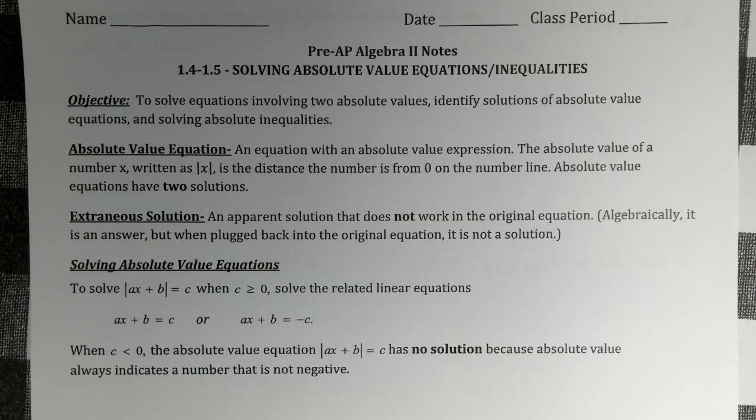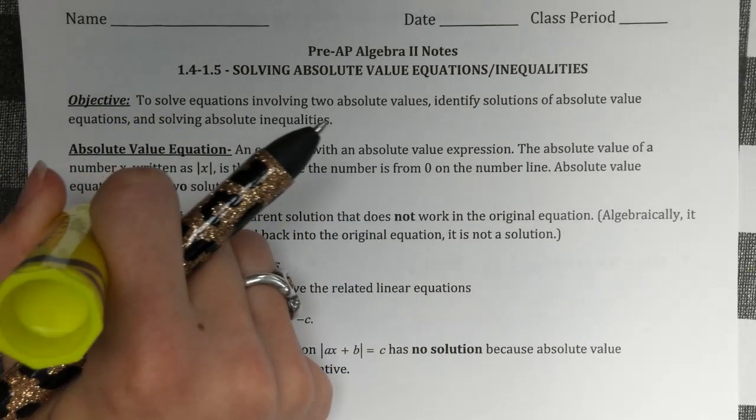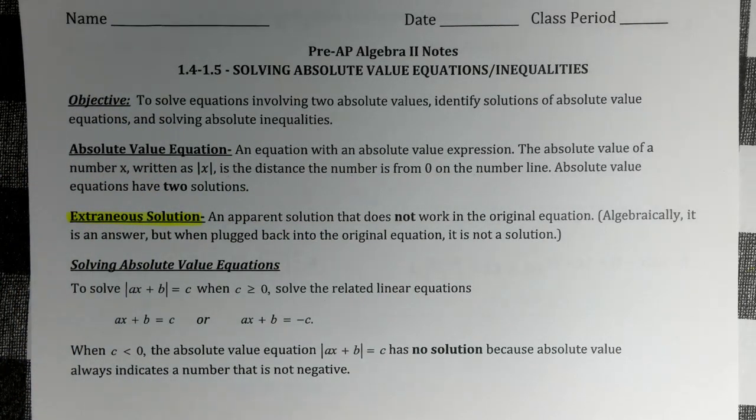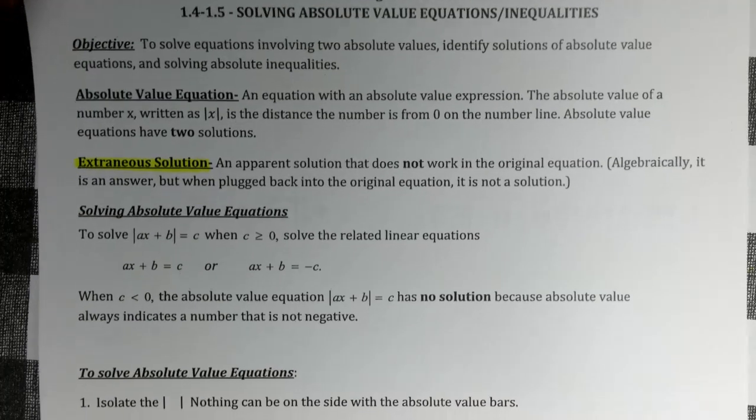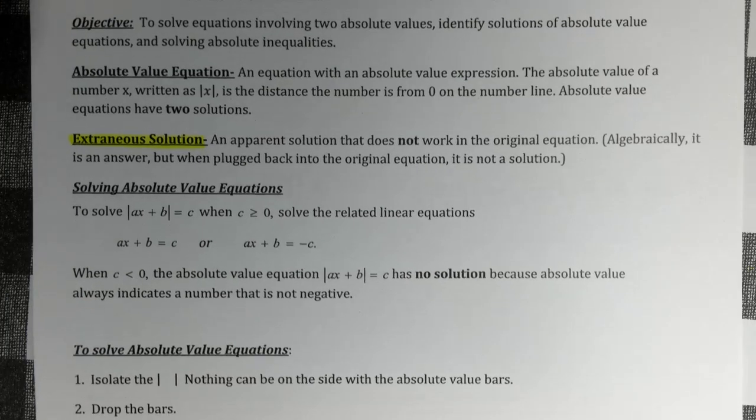When you have absolute value equations, you have possibly what could be extraneous solutions. An extraneous solution is an apparent solution, but when you plug it back in, it's not true. So algebraically, if you solve an equation, you get x equals 7, and you plug that 7 in, but it ends up not being true. That's an extraneous solution. So with absolute value equations, we're going to be checking everything for extraneous or if it's true.